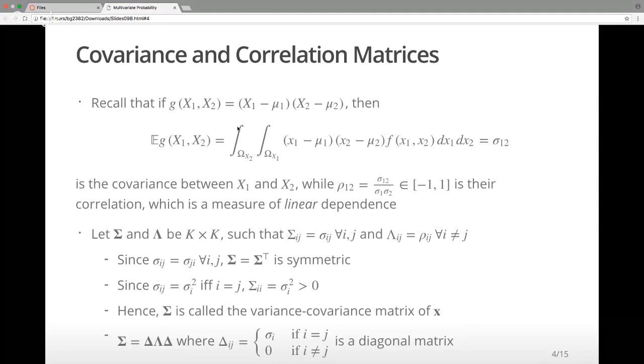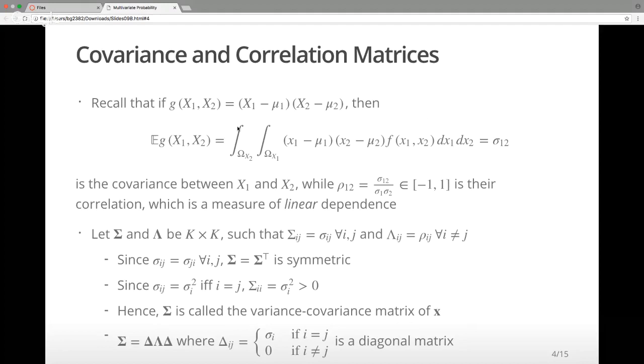And then when we multiply a matrix by a diagonal matrix on the right, that scales up each column of the matrix on the left by the corresponding diagonal elements. So as a result, sigma is going to have in each of its off-diagonal elements some correlation multiplied by the standard deviation of the ith variable multiplied by the standard deviation of the jth variable, yielding a covariance.